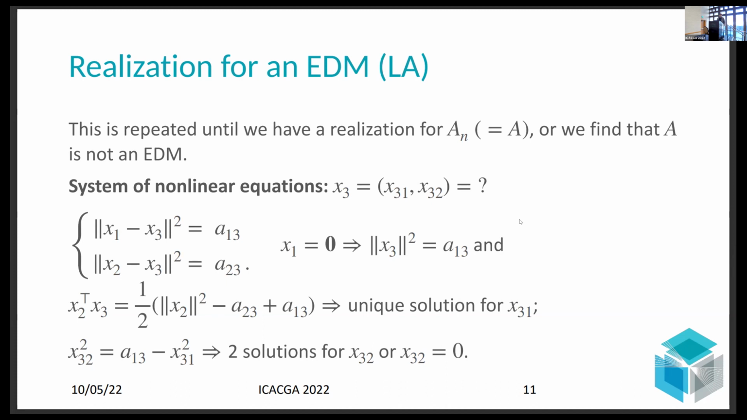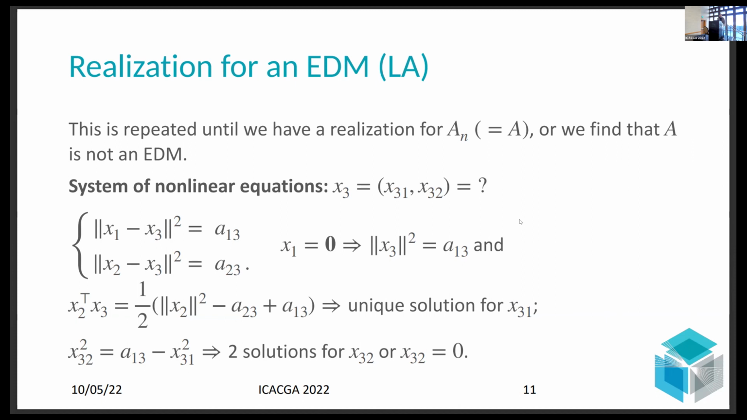To find x3 based on the linear algebra approach, what we do is solve nonlinear systems. So for x3, we have this situation. The first point is in the origin, so we can transform this nonlinear system into, in this case, just a linear equation for the first coordinate of x3. And if we have a unique solution for this coordinate, we can search for the second one. And we have those possibilities we described before.